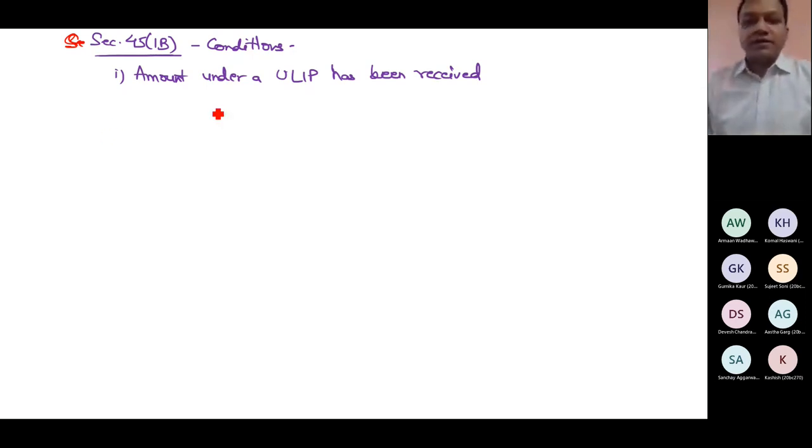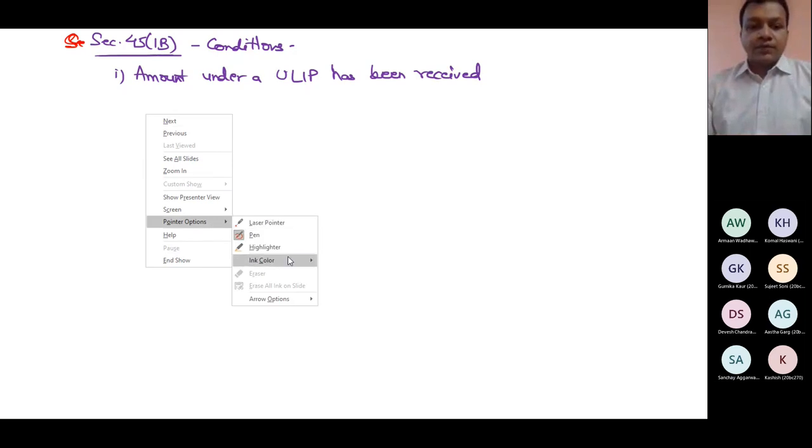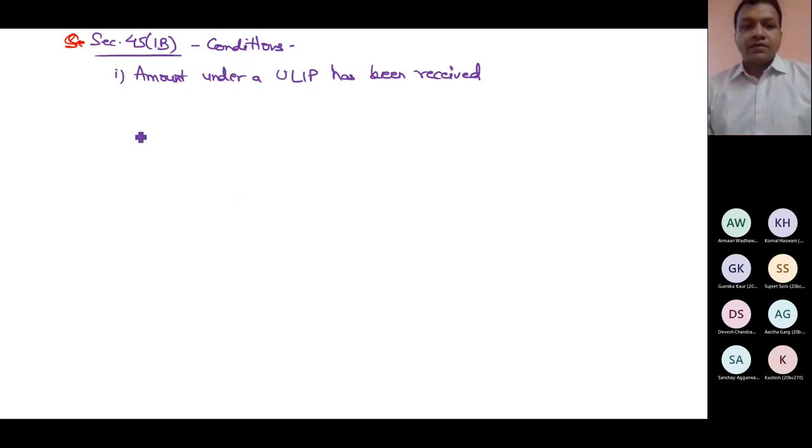Amount under a ULIP has been received. Second point, this policy has been issued since the budget was presented on 1st Feb 2021, so the provision was made applicable from 1st Feb 2021.